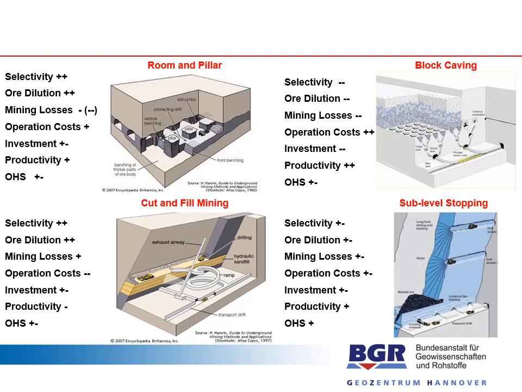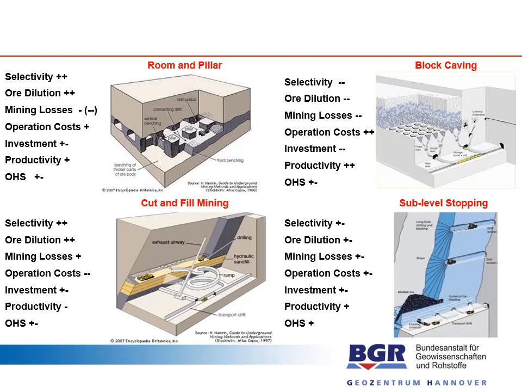On the lower left you can see cut and fill mining. This is applied for relatively narrow veins with a high ore value. You have a very good selectivity, very low ore dilution, very low mining losses, but you have very high operating costs. So you can only apply this when the ore value is high enough. The investment costs are not very high and the productivity is relatively low, but this is of course also due to the narrow ore body.